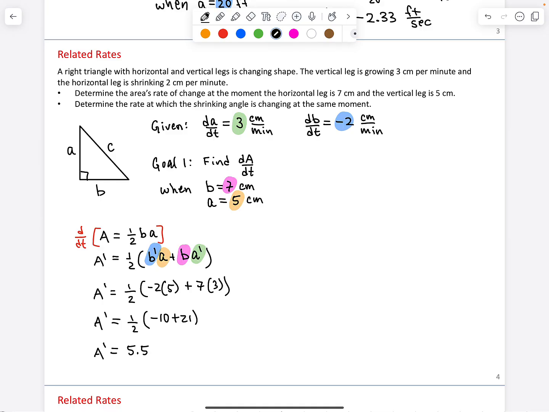So in decimal form, we have the change in area is positive, notice. So the area is growing at this moment. And this would be square centimeters, the unit of area, per minute.